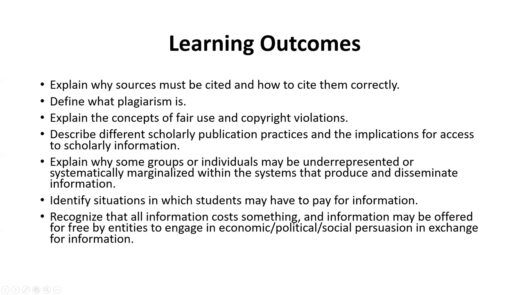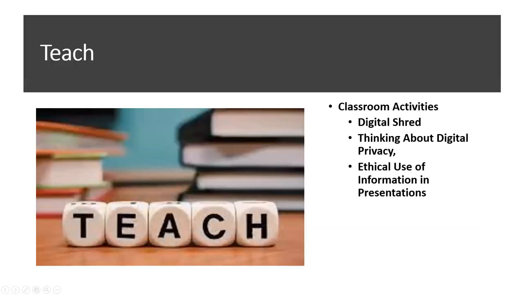explain why some groups or individuals may be underrepresented or systematically marginalized within systems that produce and disseminate information, identify situations in which students may have to pay for information, recognize that all information costs something, and information may be offered free by entities that engage in some sort of political, economic, social persuasion in exchange for the information.